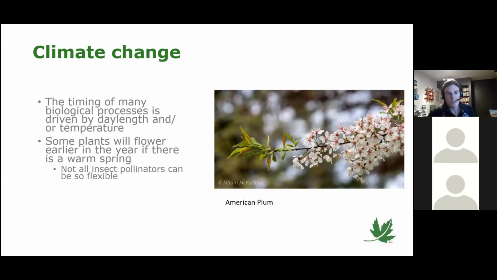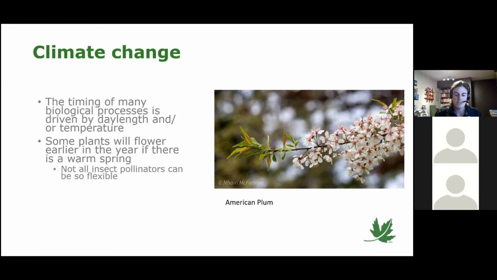The other fun thing that we need to worry about these days as well is climate change, of course. The timing of a lot of biological processes is driven by day length, but also sometimes temperature, and sometimes a relationship between temperature and day length. So if there's a warm spring, some types of plants will actually flower earlier in the year. And then if you're an insect and you emerge, lo and behold, you'll find something to eat. That's great. But not all insects and not all plants actually have that kind of flexibility.